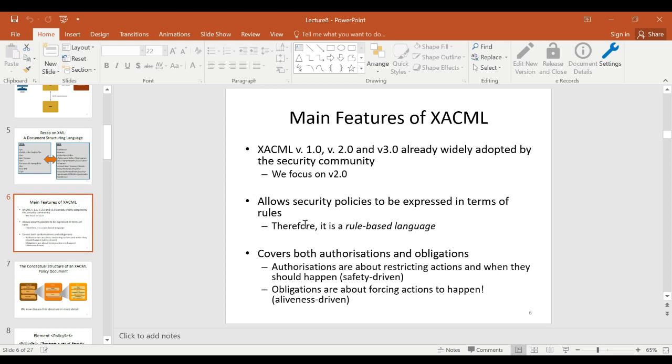As I said a couple of slides ago, it is a rule-based language. Okay, so it's a rule-based language, meaning that ultimately everything that you write down is going to end up being a rule. We will see what a rule means, but ultimately everything that you write down becomes a rule. So a rule is the basic building block for the XACML language.